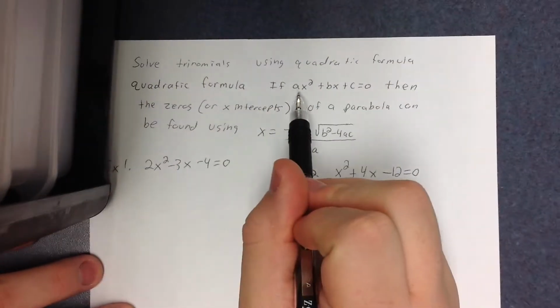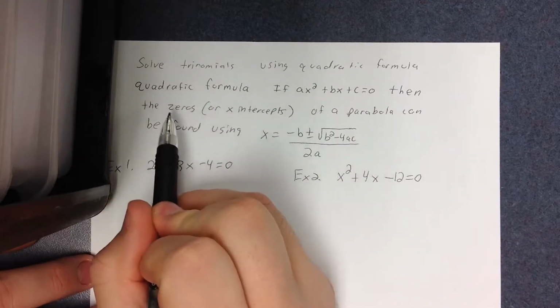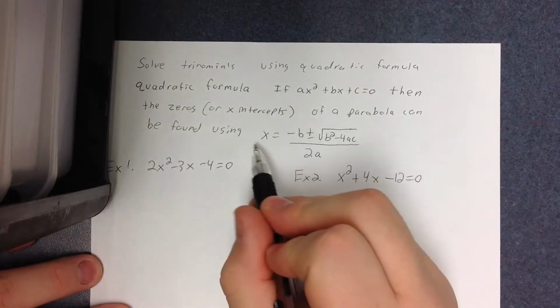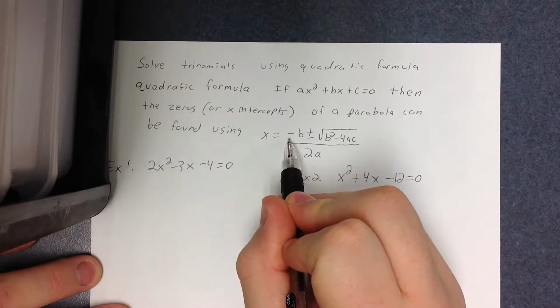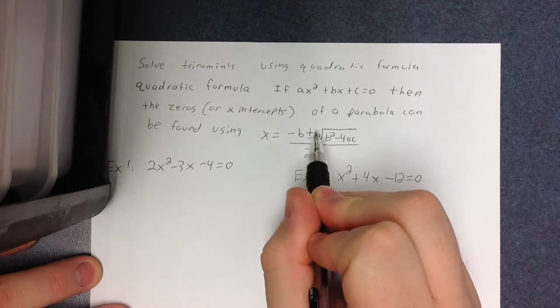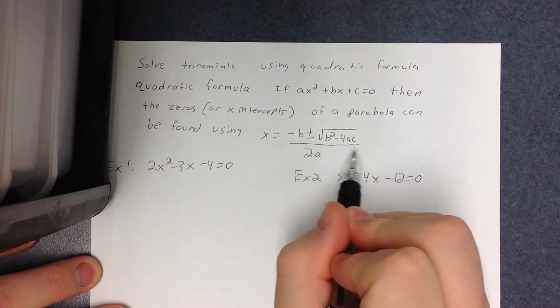And that states if it's in the form ax squared plus bx plus c equals 0, then the zeros or x-intercepts of a parabola can be found using x equals, and we read this as negative b plus or minus square root b squared minus 4ac all over 2a.